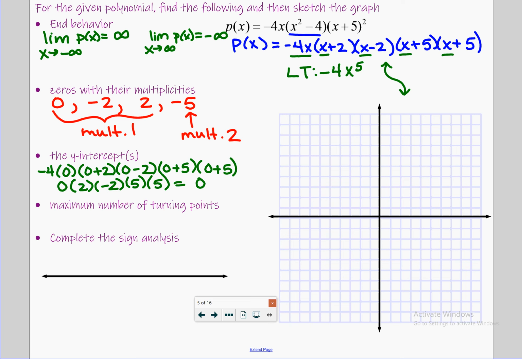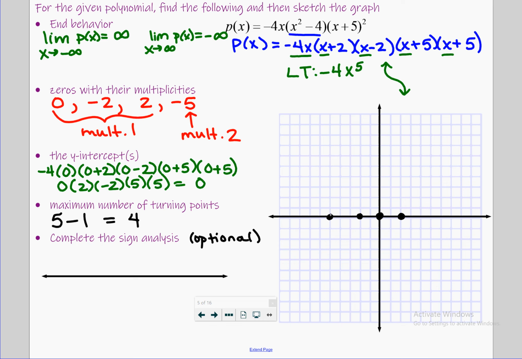Let's start with the zeros. Those are places where it's crossing the x-axis. It touches at 0, at negative 2, at positive 2, and at negative 5. So there's 4 places. We also have a y-intercept of 0, but that's already plotted. On the left, I know it's going to go up, and on the right, I know it's going to go down. Matches my end behavior.